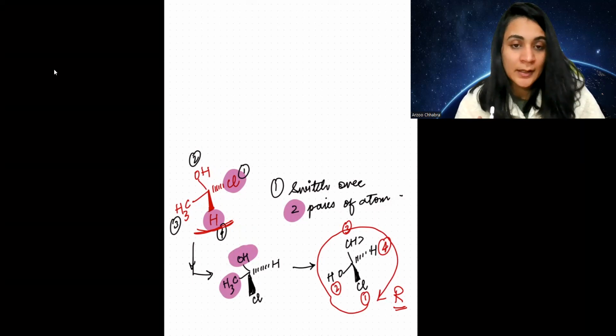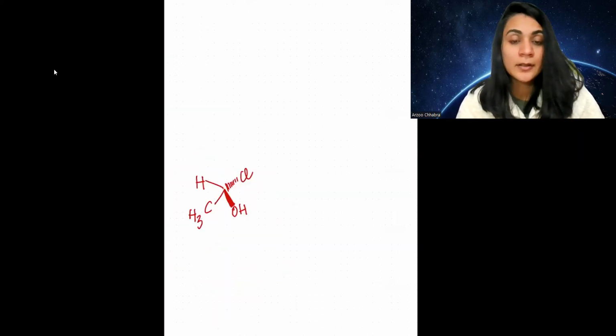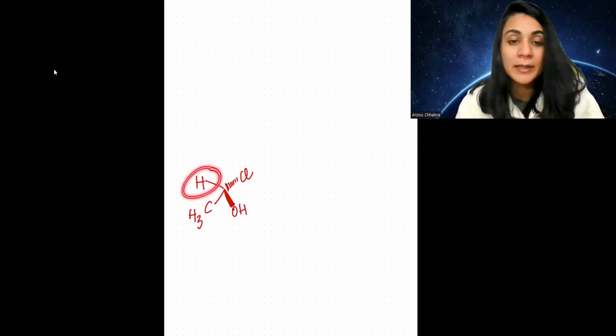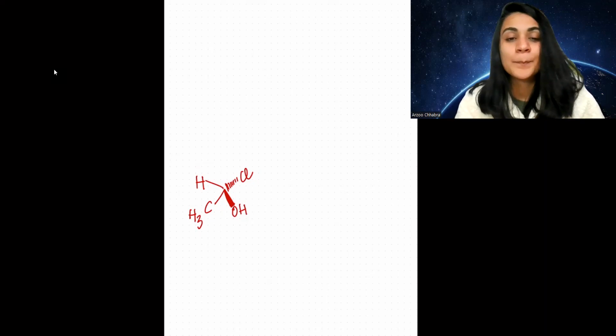Okay. Now let's look at another situation. Again, not a very ideal situation, right? Because what we essentially see here is the H, or the lowest priority group, on the plane bond, not above the plane, not below the plane, not on wedge or dash. It's in the plane bond. And when that happens, there is no other trick. There is no other way to figure out. You cannot switch over the rules. There's nothing that's possible. You have to do the exchanges of two pairs.